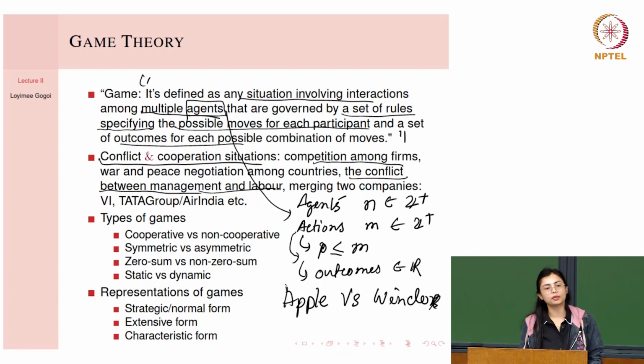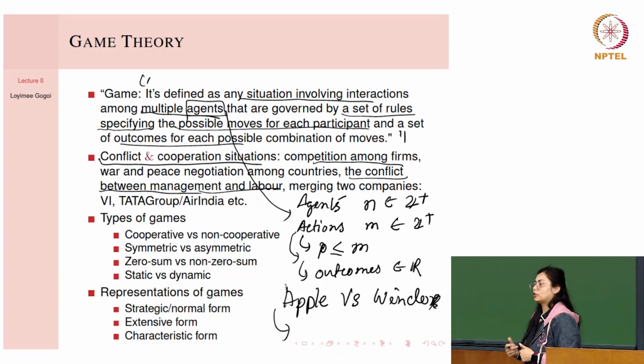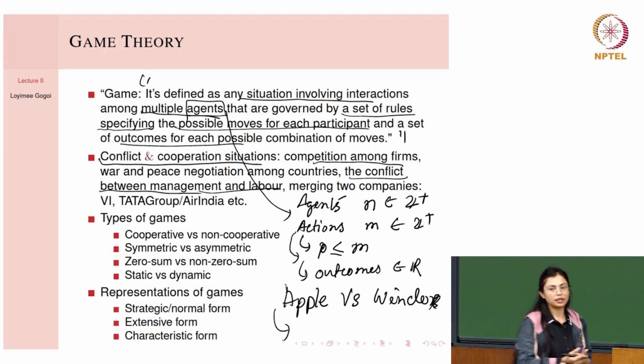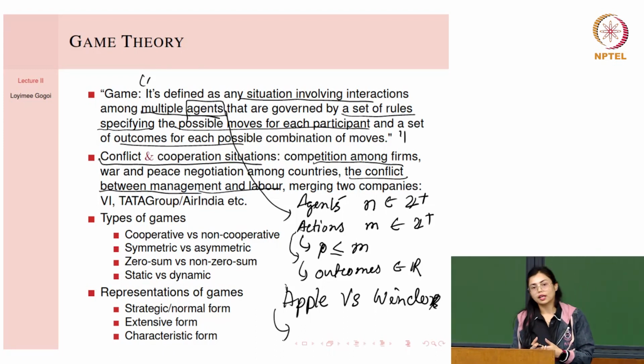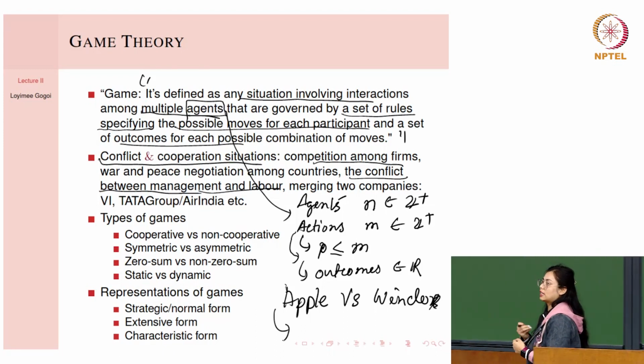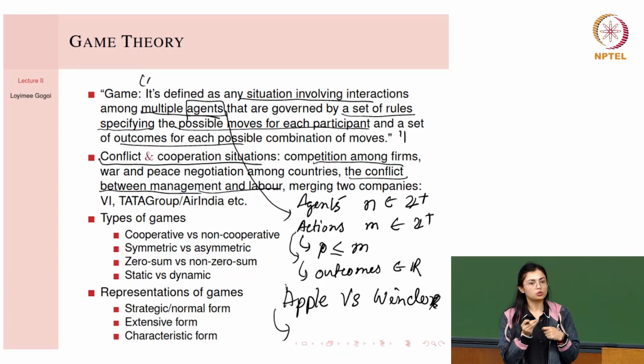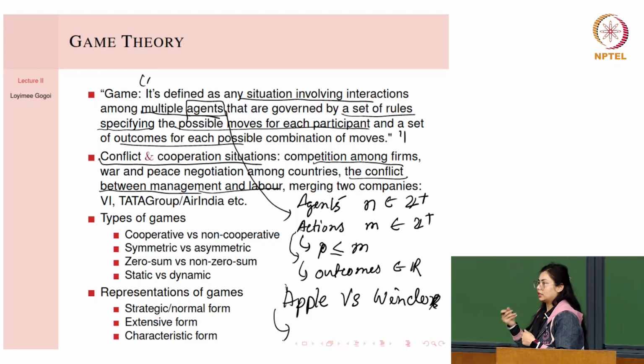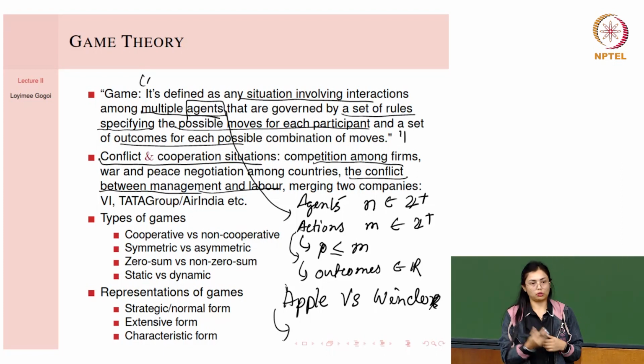Now let's see what kind of cooperative situations there are. Let me tell you one thing: in a conflict situation, players always try to play individually. Each company or firm has some strategy, and they try to choose their best strategy so that they get more outcomes and can optimize their outcomes.